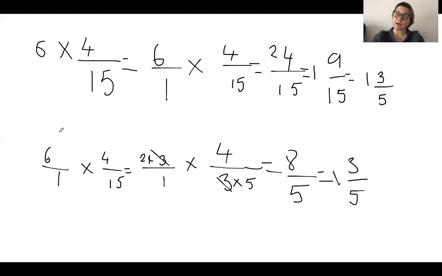Okay, but if you can't identify the common factors, or if you can't simplify, then it is not wrong for you to go ahead and multiply numerators by numerators, denominators by denominators.